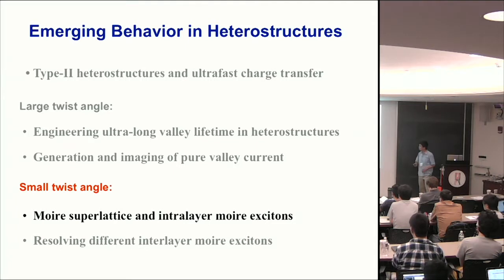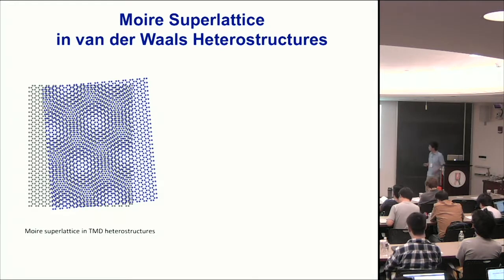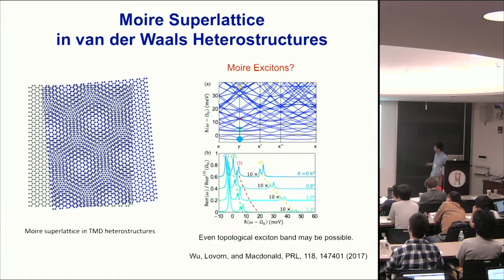Okay, so in the next part, I would like to talk about what actually happens when you go to small twist angle. In that case, you will start to have Moire superlattice, and their effect can become quite strong. Basically, when you put the two TMD together, they can form Moire superlattices.